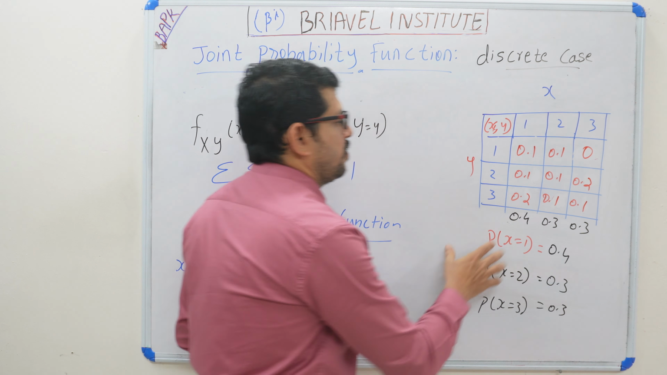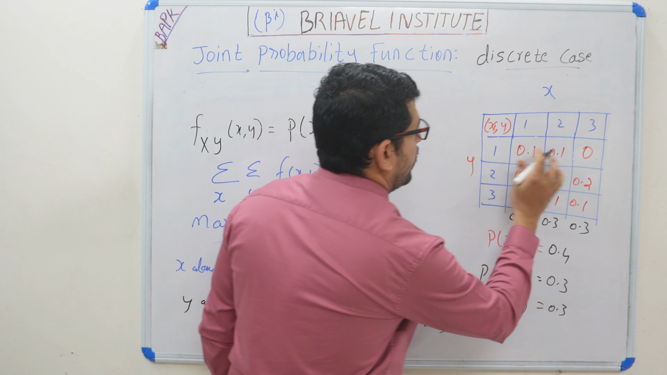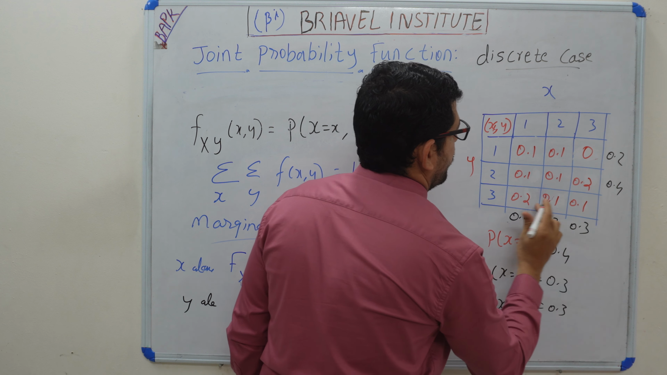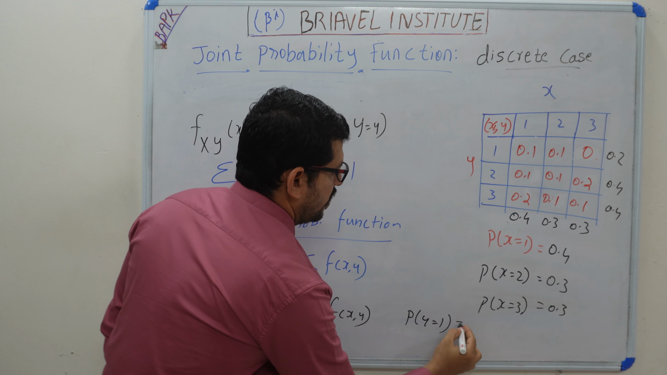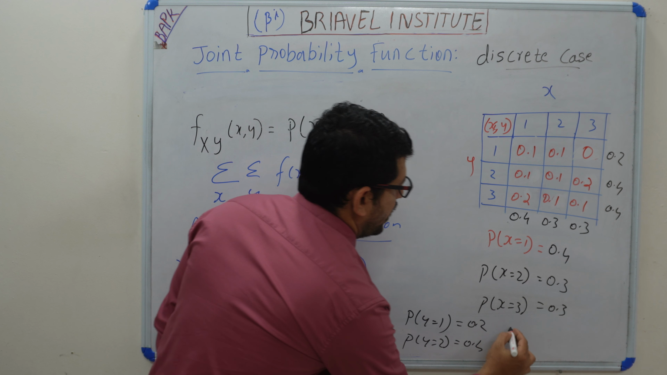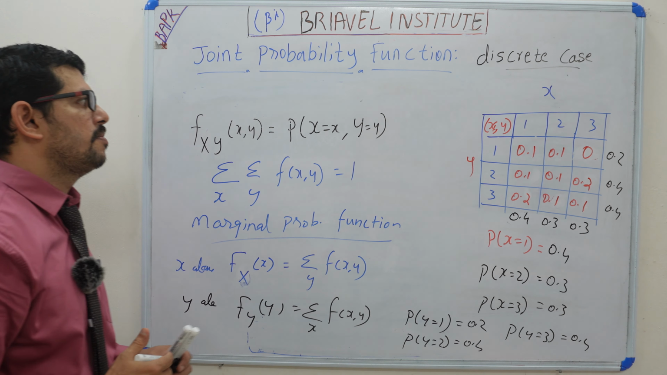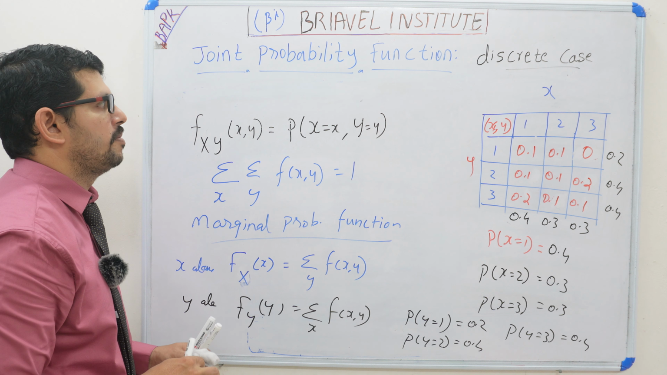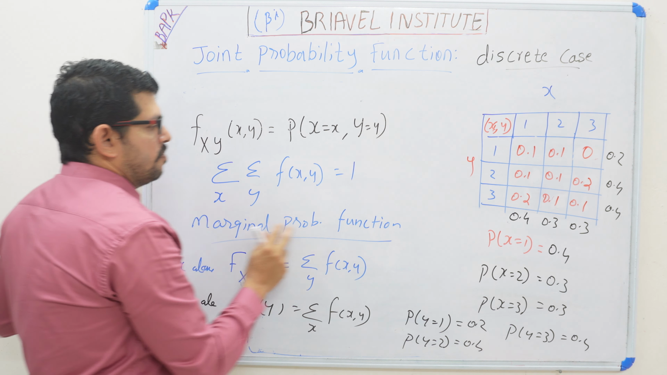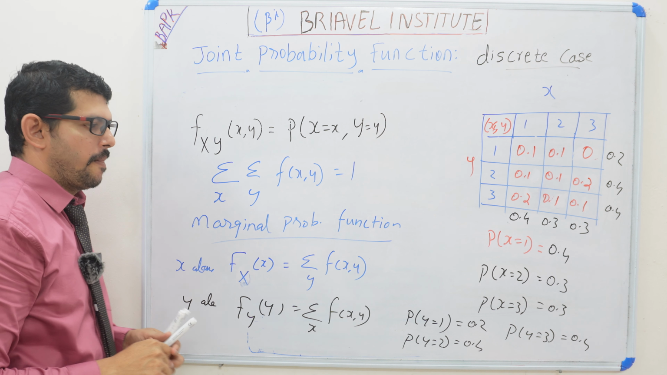So this is the marginal probability. Here if we are adding as y is equal to 1, we have to add here 0.2. And if you are adding here, this is 0.4. So probability of y is equal to 1 is 0.2. And probability of y is equal to 2 is 0.4, and probability of y is equal to 3, y alone, is 0.4. So this is the example for the marginal probability function. I hope you understood how to represent the joint probability function, and next is how to write the marginal probability function. Both cases we studied in the discrete case only. Thank you.